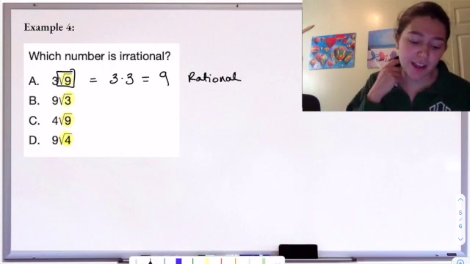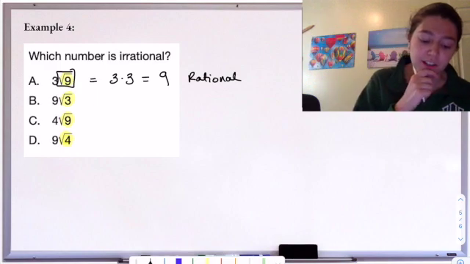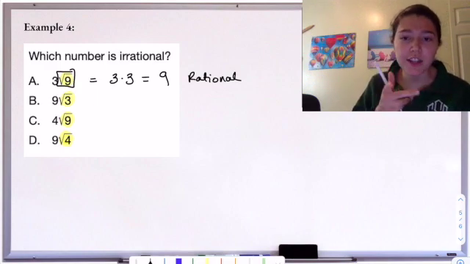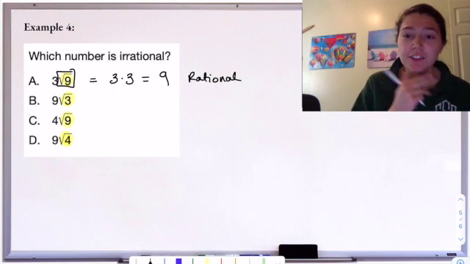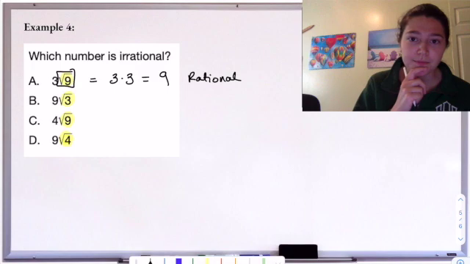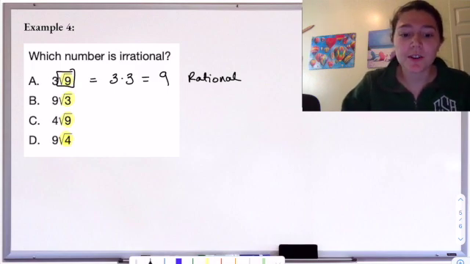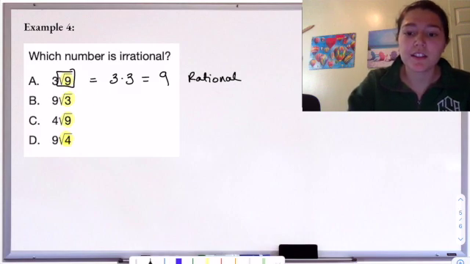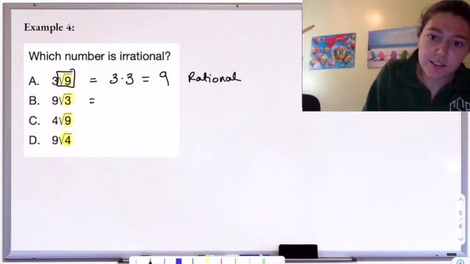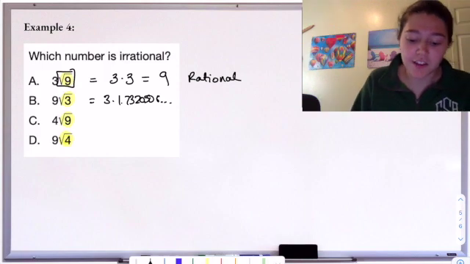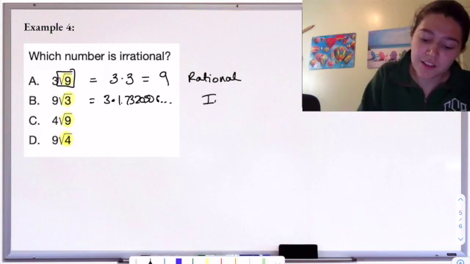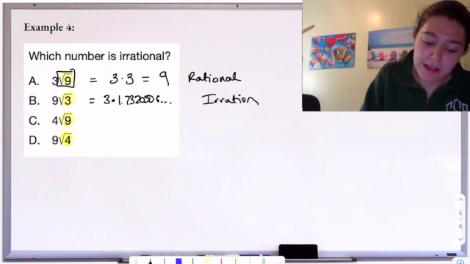All right, then we have 9 times the square root of 3. So is 3 a perfect square? If we take the square root of 3, are we going to get a rational number? No, 3 isn't a perfect square. So if we take the square root of 3, we're going to get this long decimal, 1.7320508, and that goes on forever. Okay, so that will be irrational.